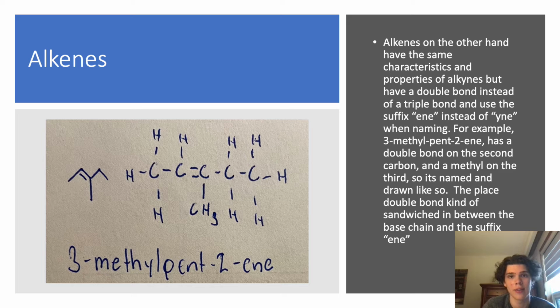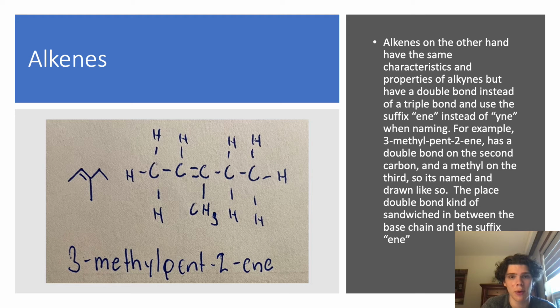Alkenes, on the other hand, have the same characteristics and properties as alkynes, but have a double bond instead of a triple bond, so they use the suffix -ene instead of -yne when naming. For example, 3-methylpent-2-ene has a double bond on the second carbon and a methyl on the third, so its name is drawn like so.